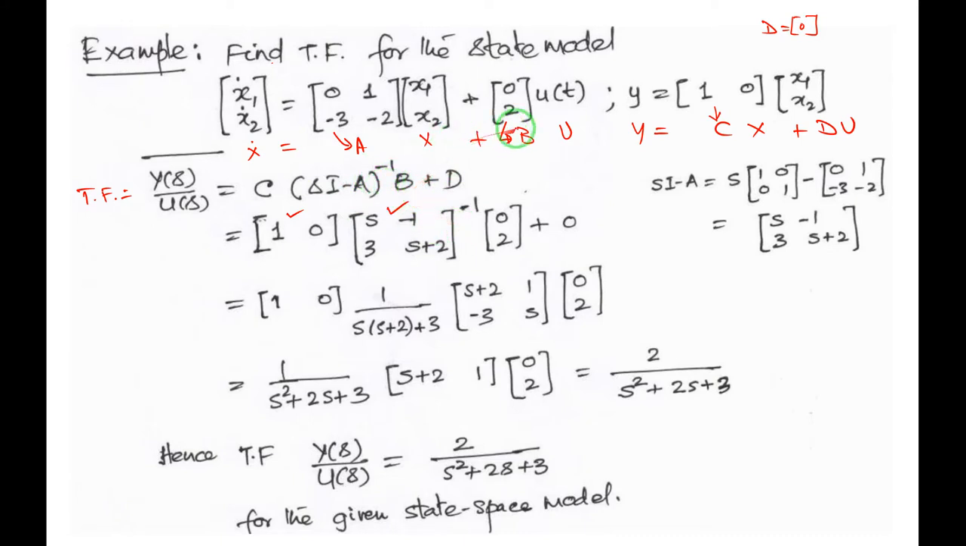And B, what is B? B is 0, 2, they have written. D is 0, right? Next 1, 0. And the inverse of this matrix, if I find out the inverse, you know how to find out sI minus A, they have done this, right? This is 0, 2, they have written 0, leave it. So this quantity as it is, and you know how to multiply. Finally, you will get the transfer function. You do it, you try it.